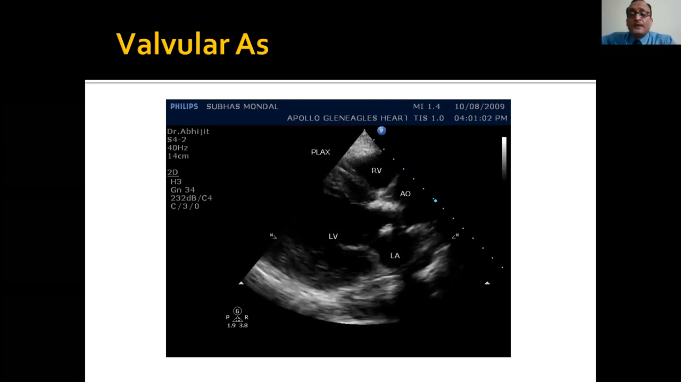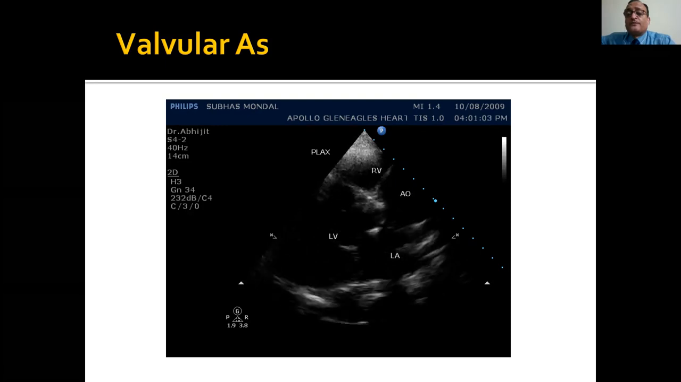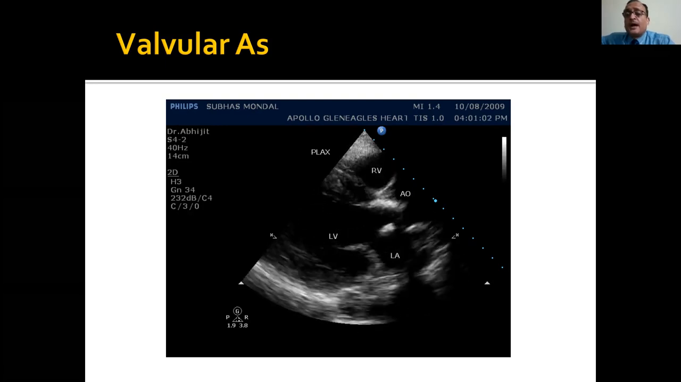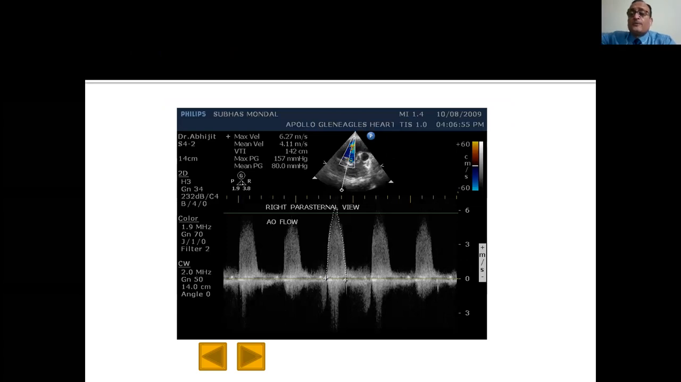Again, there is a systolic murmur in the aortic area, which is sometimes confused with a murmur of hypertrophic cardiomyopathy. But here, I did the echo from various windows, and from the right parasternal window I got a maximum pressure gradient of 157 millimeters mercury and a mean pressure gradient of 80 millimeters mercury.